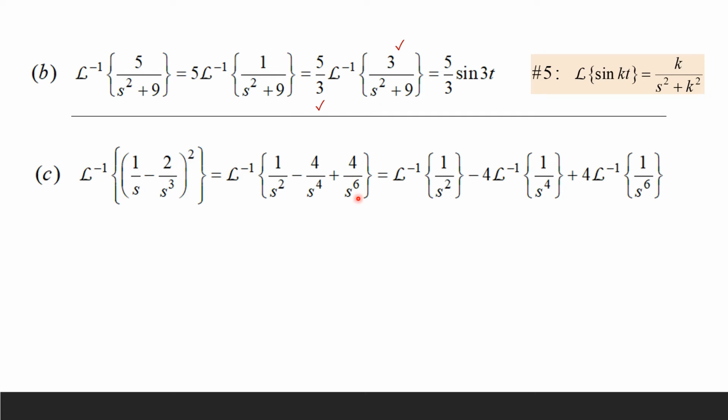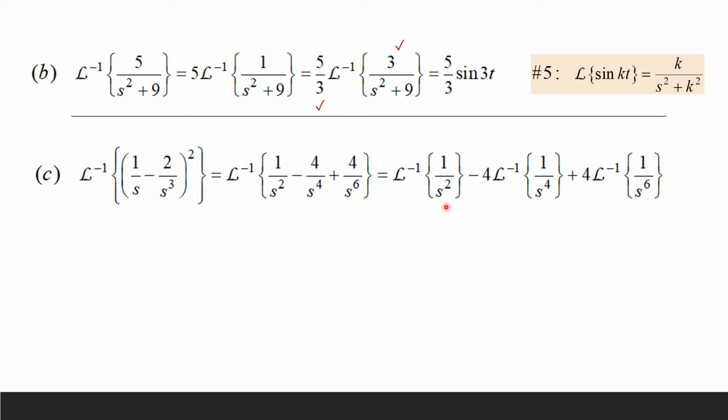Now apply the concept of linearity of the inverse transform, where we can split this into 3 inverse problems. So you get the inverse of 1 over s squared, minus the inverse of 4 over s to the power 4. But 4 is 4 multiplied by 1, so you can take out the number 4 and leave 1 inside. So minus 4 times the inverse of 1 over s to the power 4, plus the inverse of 4 over s to the power 6. Now 4 is 4 multiplied by 1. Take out the number 4, leave 1 inside. So 4 multiplied by the inverse of 1 over s to the power 6. So we have 3 inverse problems to compute.